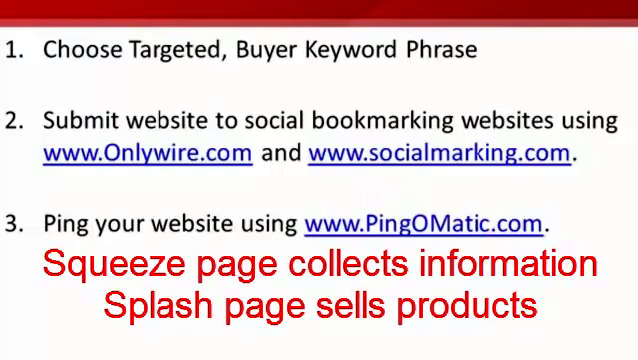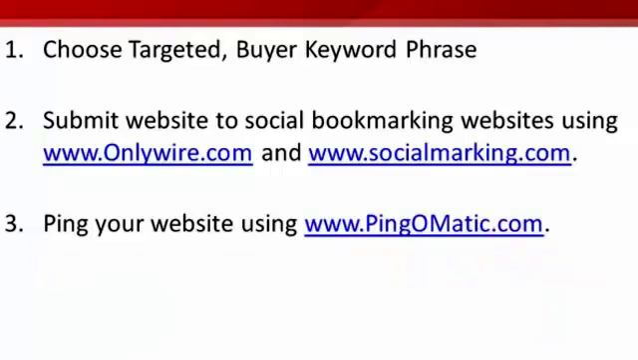So let's say again that you have an offline business or even an online business. You set up your website. You're going to go to www.pingomatic.com, and you will just follow their little basic steps, fill in their form, put in your URL where it says blog information, and then you're off to the races.